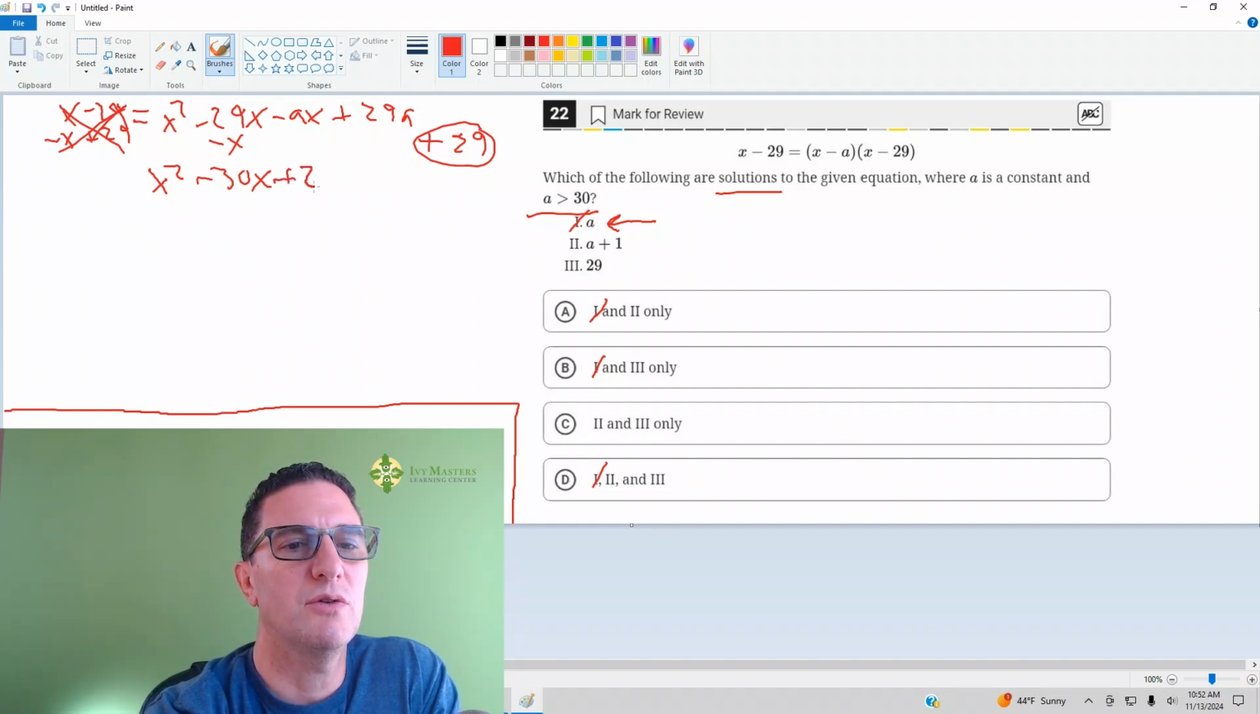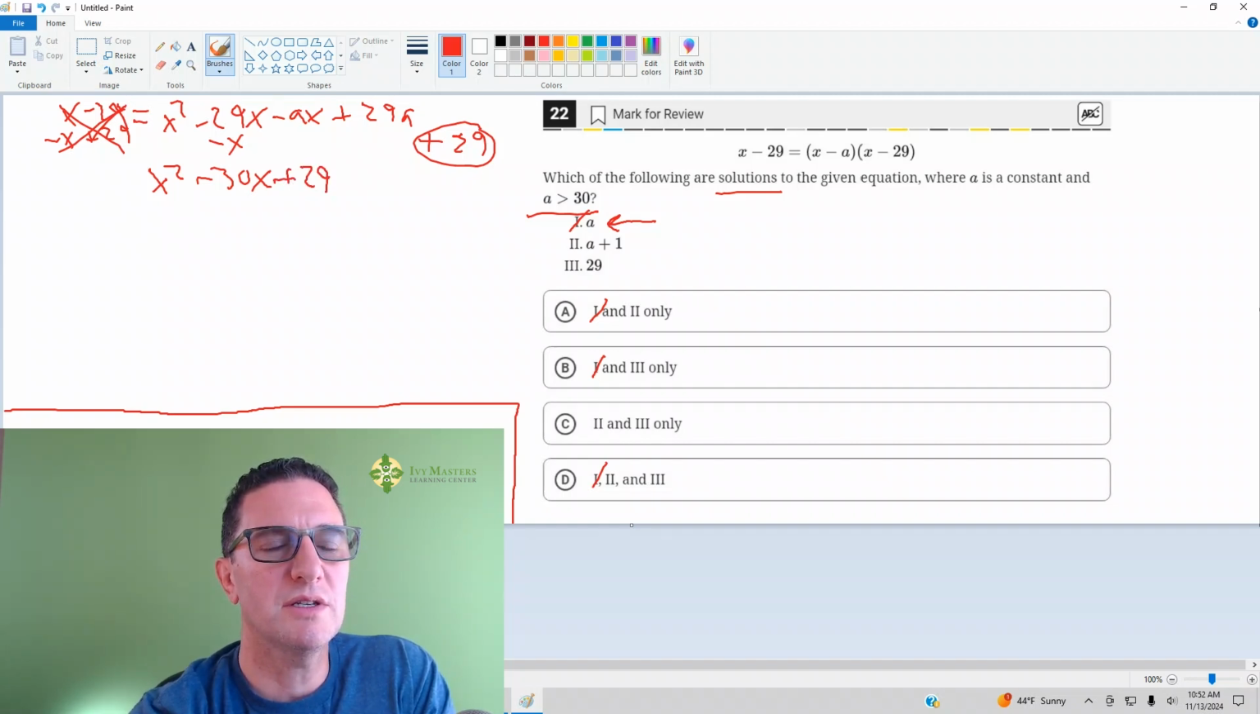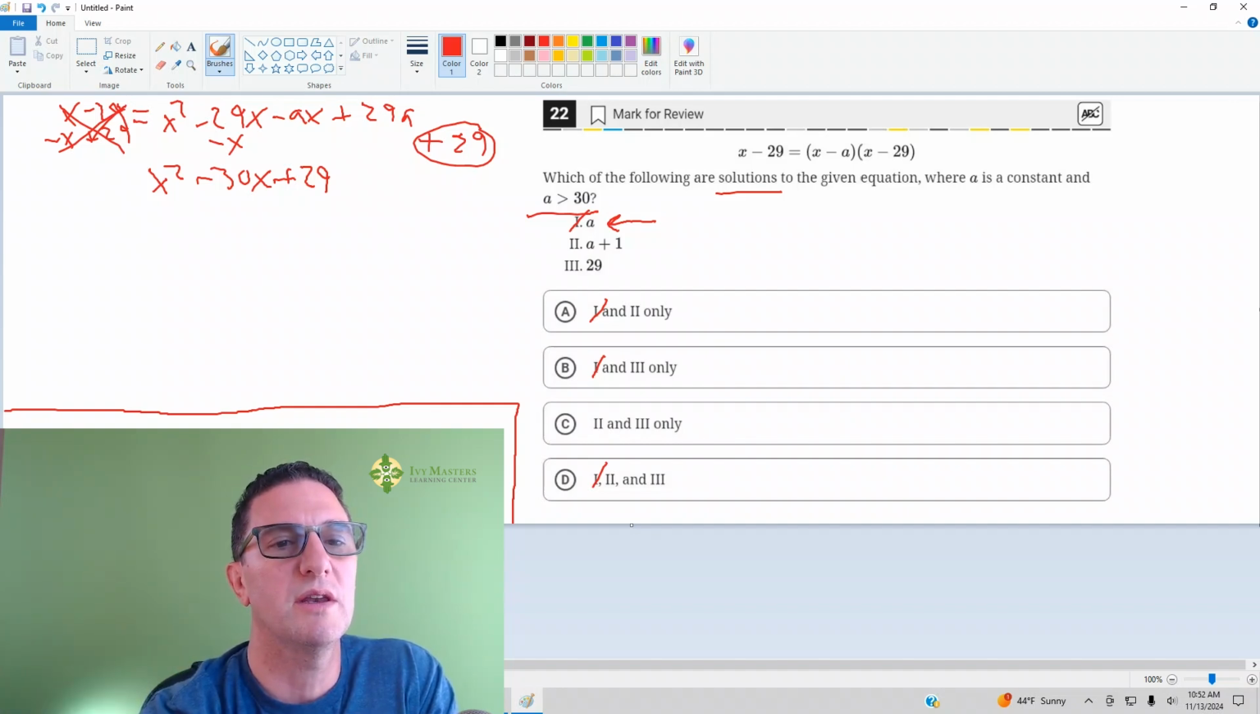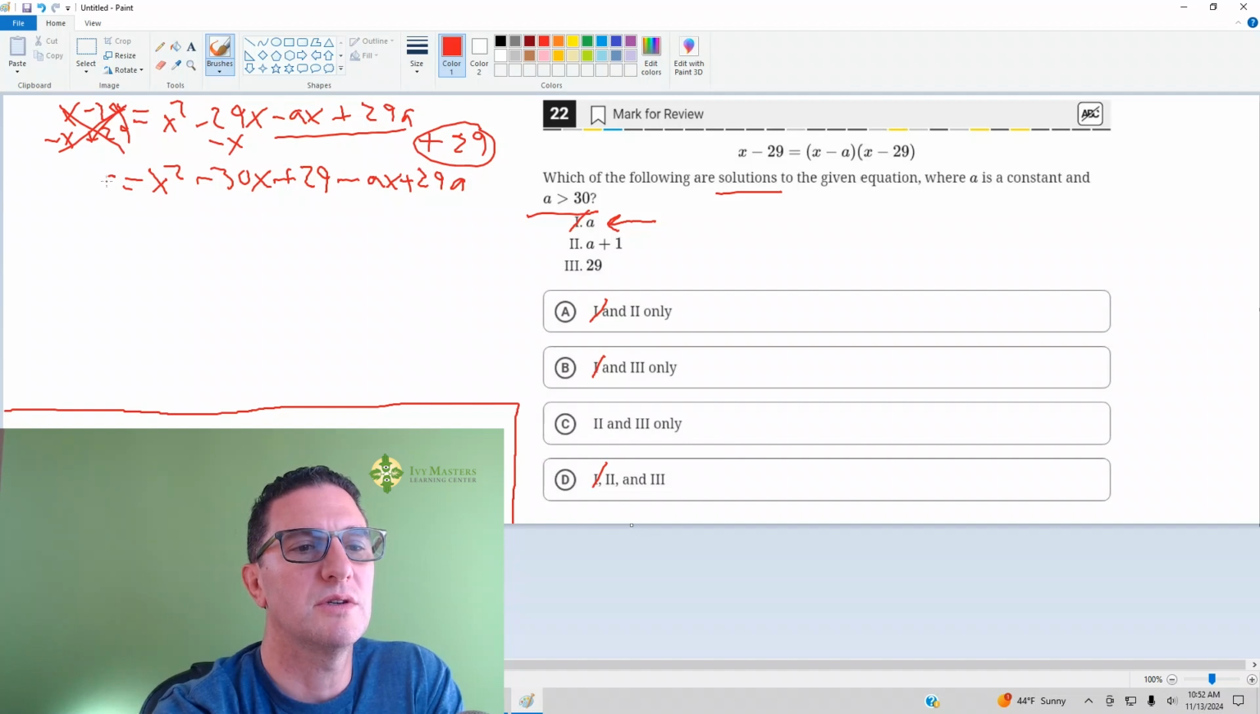Why am I writing it over there? Because it looks like that's something that I might be able to factor. And then I'm going to write the rest of it. What didn't I write yet? I didn't write this part. Minus ax plus 29a. And that all equals 0.